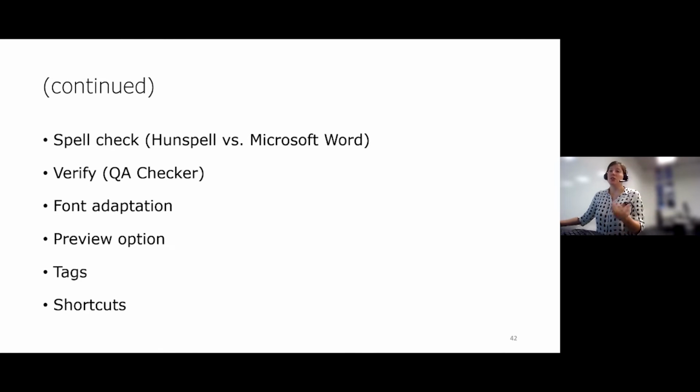And finally, shortcuts. These can make your life much easier, so get familiar with them. F7 is the shortcut for spell check, like in Word, and F8 is the shortcut for the QA checker.